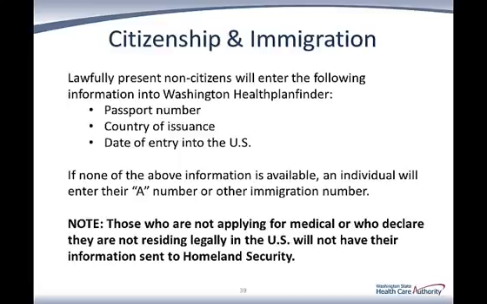Lawfully present non-citizens will enter the following information into Washington Health Plan Finder: passport number, country of issuance, and date of entry into the U.S. If none of the above information is available, an individual will enter their A number or other immigration number. Those individuals who are not applying for medical or who declare they are not residing legally in the U.S. will not have their information sent to Homeland Security.